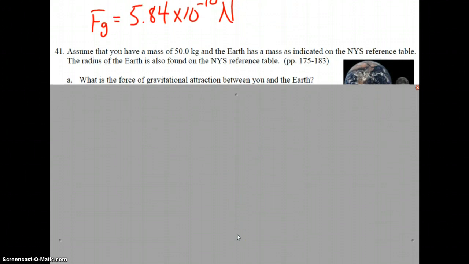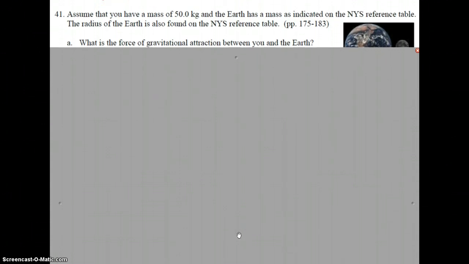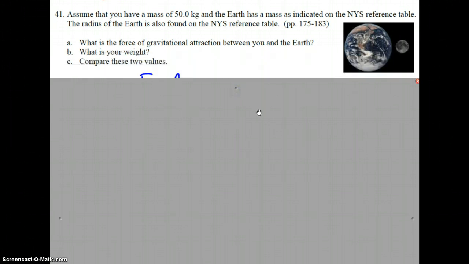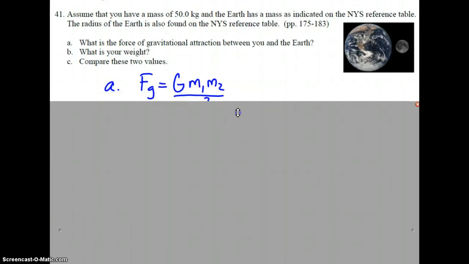Lastly, we have 41. Assume that you have a mass of 50 kilograms and the Earth has a mass as indicated on the New York State reference table. The radius of the Earth is also found in the New York State reference table. A, what's the gravitational force of attraction between you and the Earth? B, what's your weight? C, compare the two values.